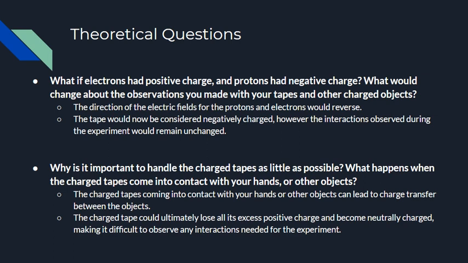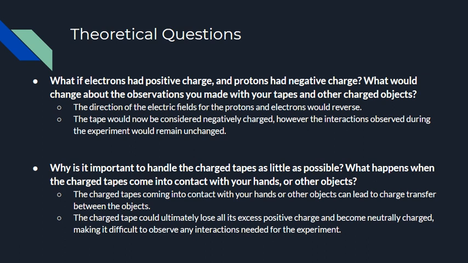Here are some questions to think about regarding this lab. What if electrons had positive charge and protons had negative charge? What would change about the observations you made with your tapes and other charged objects? The direction of the electric fields generated by the protons and electrons would reverse, meaning the electric field generated by a proton would now face toward the proton, and the electric field generated by an electron would face outward away from the electron. Also, the U-tape would now be considered negatively charged. However, the interactions observed during the experiment would remain unchanged, because Coulomb's law still holds true that like charges repel and opposite charges attract.